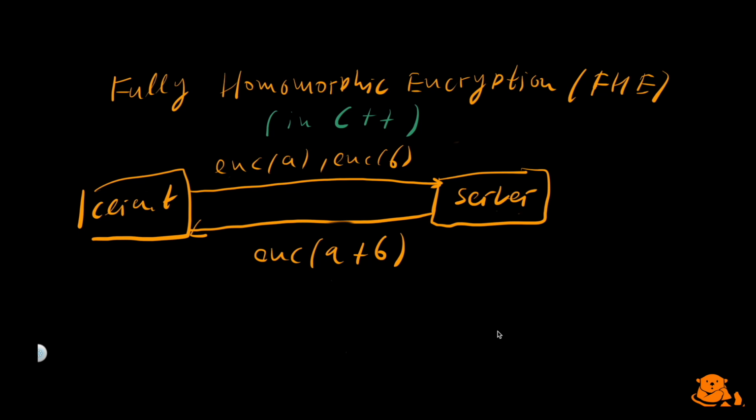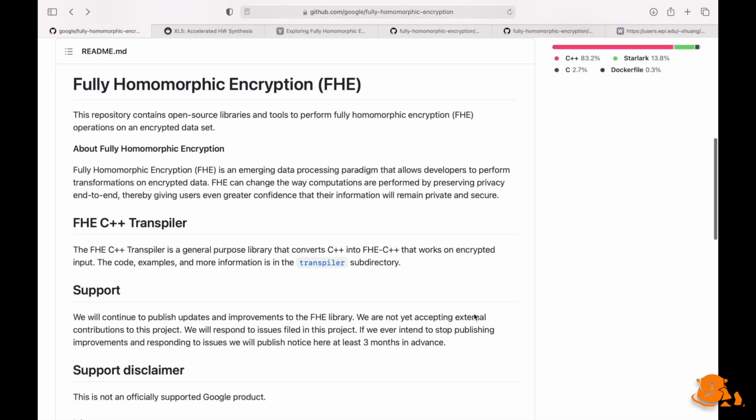Let's move on to the library itself. As I mentioned, it's being open sourced by Google recently. This is the URL and I'll share it in the description. On a very high level, what this library does is it gets your C++ program and transposes it to a special type of C++ program that can work on encrypted input. And this happens in the transpiler directory, so let's dive into this directory.